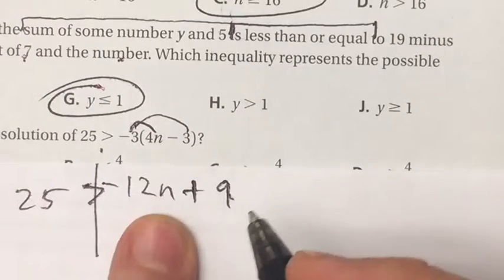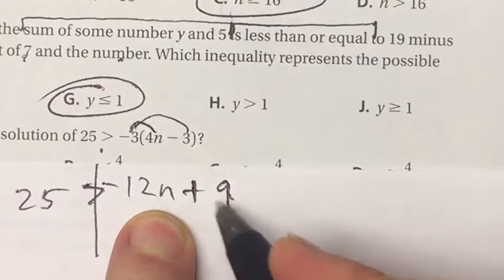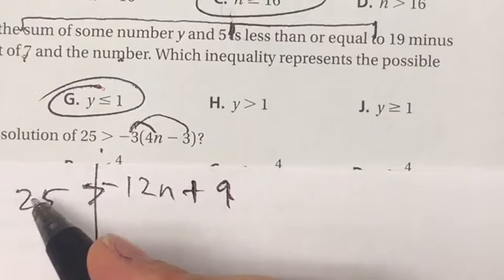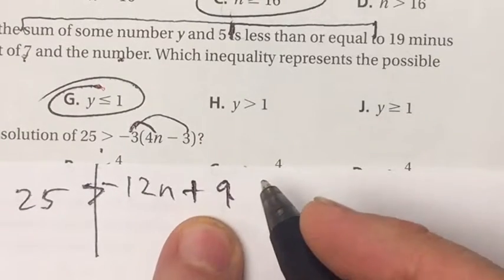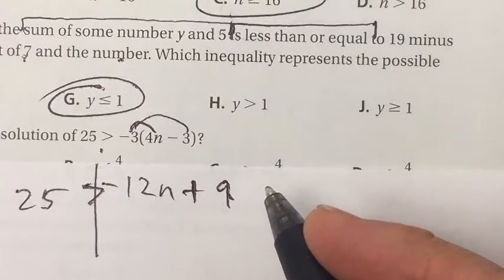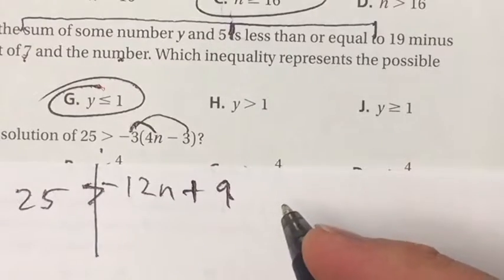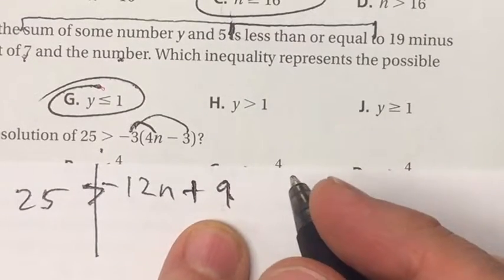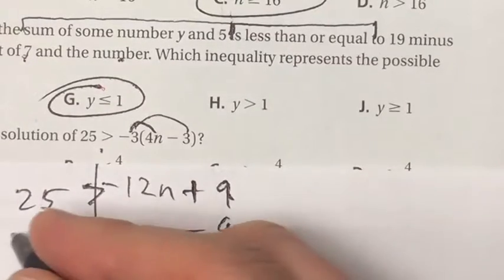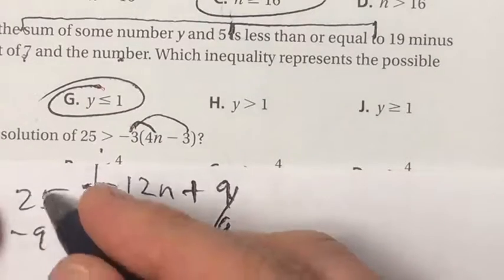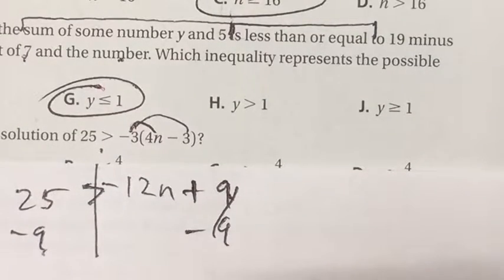Now, since my variable's already over here, I'm just going to move everything else over that way. That's okay to do. So I have a low battery, guys, so this might be the last problem. I'm going to keep going until the phone dies. We'll see. Minus 9, minus 9. 25 minus 9 is 16. 16 is greater than negative 12n. Okay? Oh, this is looking ugly now.